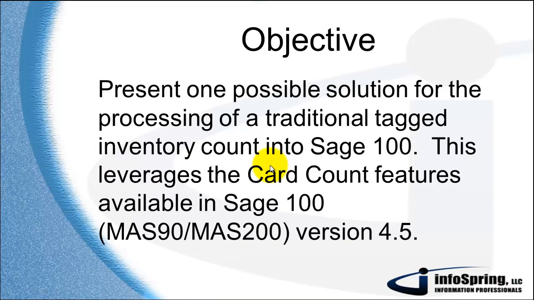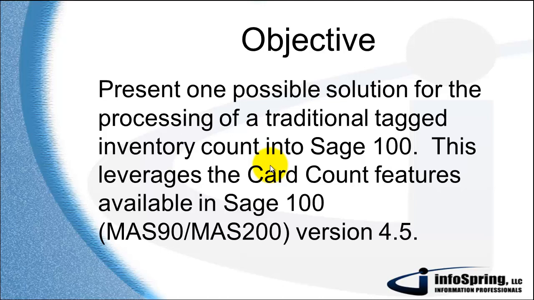The objective of this presentation is to show you really one of the possible ways to adjust MAS 90, MAS 200, or now called Sage 100, for the handling of inventory tags as performed through a traditional inventory.